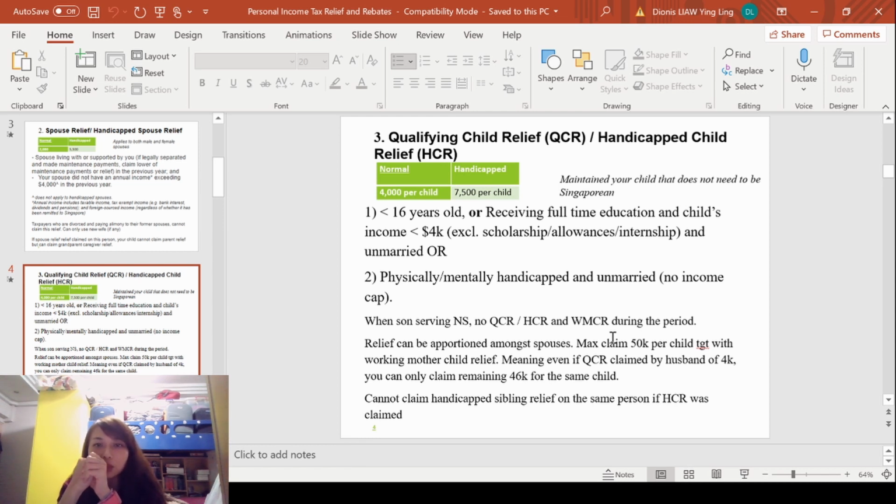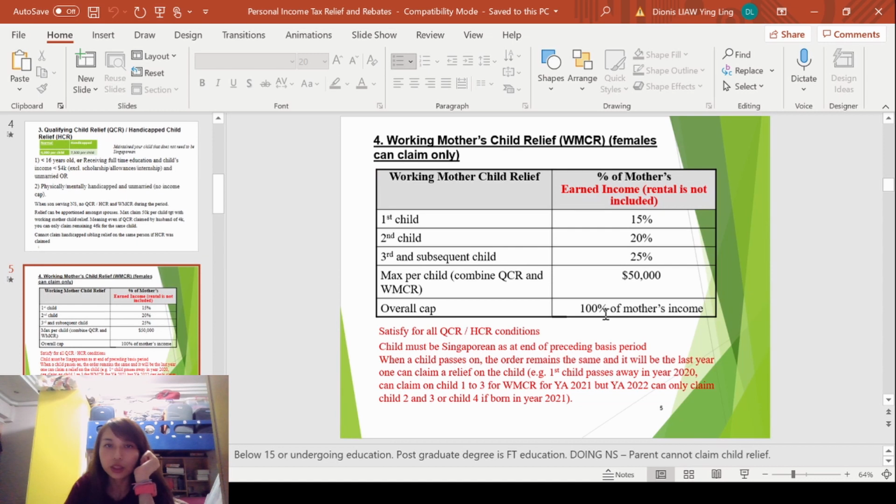You cannot claim handicapped sibling relief on this same person if the handicapped child relief was claimed. For example, if my dad has a handicapped child, and I am also his child but not the handicapped child, then if I try to claim handicapped sibling relief, I cannot, because my dad has already claimed the handicapped child relief. So only one person can claim the child relief or the sibling relief on the same person. Now we move on to the WMCR that I was talking about just now.